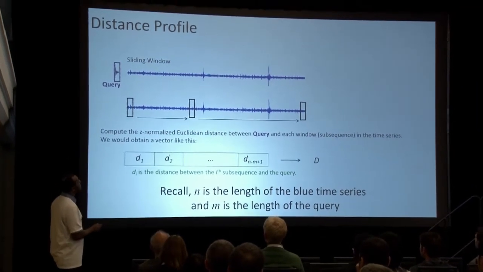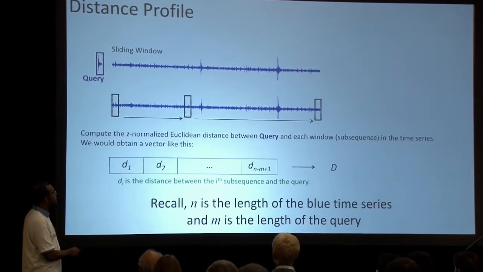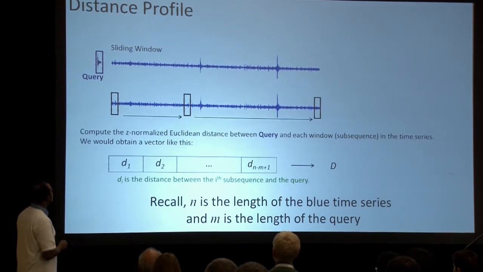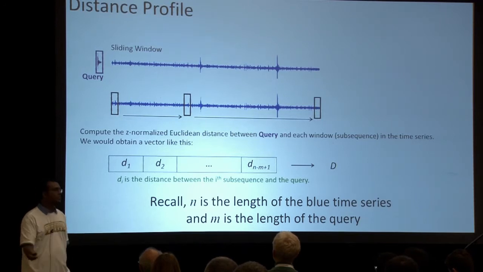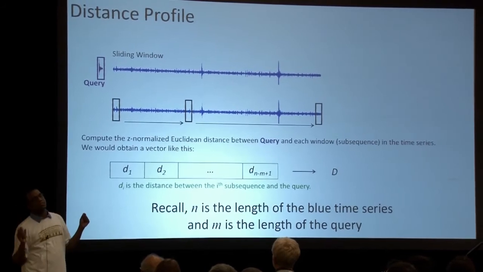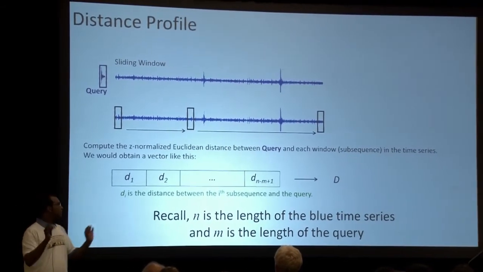Obviously, if you have an n-sized time series and an m-sized query, then you will have n minus m plus 1 different distances. If you store them in a vector, then that is the distance profile. That's what we say. So basically, it is the distance between the query and all possible subsequences of the time series. That's the definition of the distance profile.